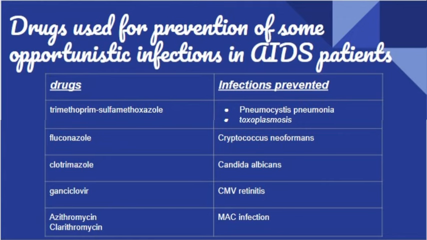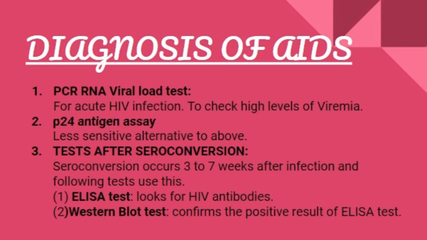Some of these opportunistic infections could be avoided by AIDS patients if they take some drugs. First drug is trimethoprim sulfamethoxazole. It prevents pneumocystis pneumonia and toxoplasmosis. Second drug is fluconazole that prevents Cryptococcus neoformans. Third is clotrimazole that prevents Candida albicans. Fourth is ganciclovir that prevents cytomegalovirus retinitis. And the last one is azithromycin or clarithromycin. It prevents Mycobacterium avium complex infection.